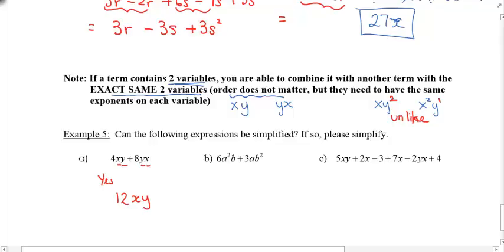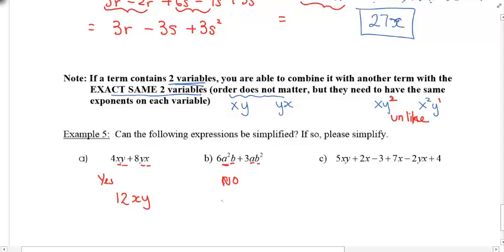Okay. Look at part B. The letters are the same. That's good. But look, the first one's a squared. This one is a to the power of 1. So, the exponents on each variable are not the same. Can't simplify. So the answer is no.